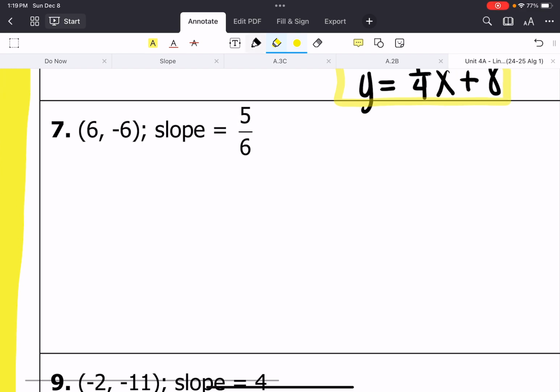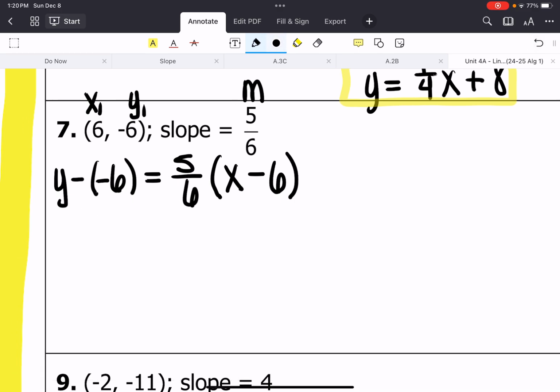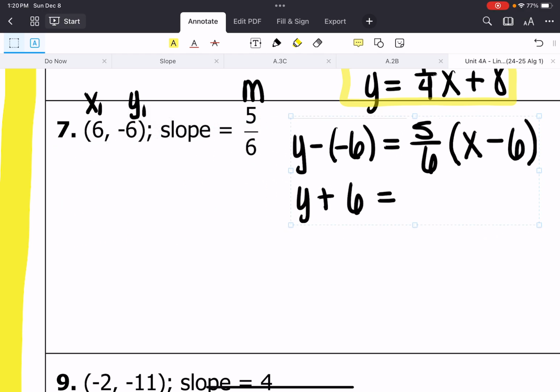Okay, 7. You have your x1, y1, and your m. Point slope form is y minus y1, which in this case is negative 6. And that's going to equal m, which is 5/6, times the difference of x minus x1, which here is positive 6. Notice you have that double negative again. A negative times a negative gives you a positive. Therefore, on the left-hand side of our equation, we have y plus 6 now.